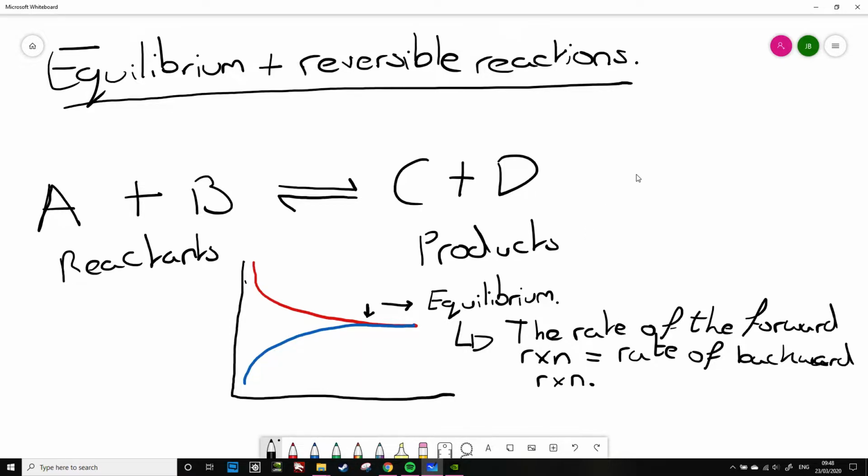Now, the equilibrium is extremely important because we can manipulate the equilibrium and we can use it in a multitude of ways, and that's what I'm going to be moving on to next. So I'm going to clear the page and then we'll move back.